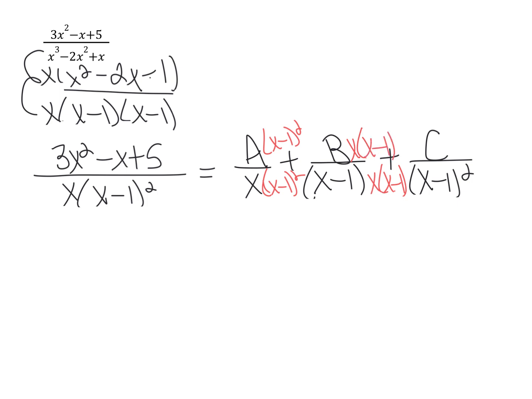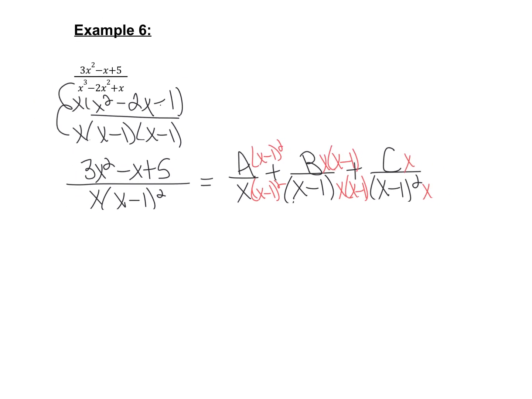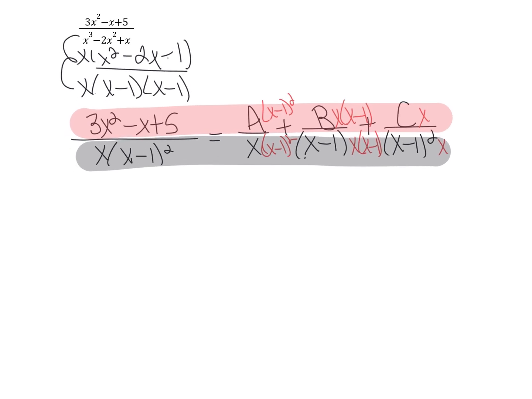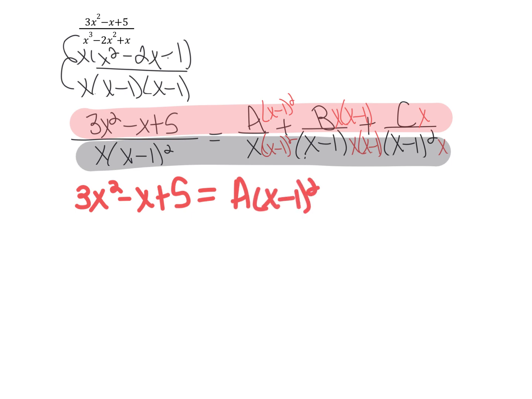And on my last one here, all I'm missing is an x. Looking at it now, my denominators are all the same, so I can just focus on my numerator. My numerator is 3x squared minus x plus 5. Again, we do not care to factor that. We're going to have a times (x minus 1) squared plus bx times (x minus 1) plus cx.